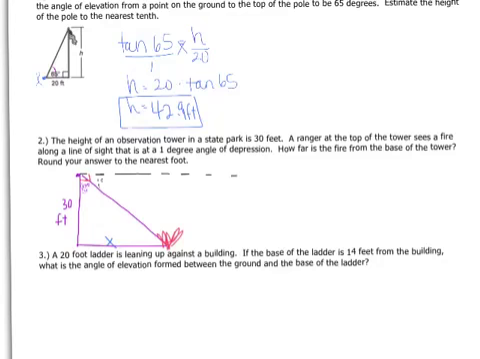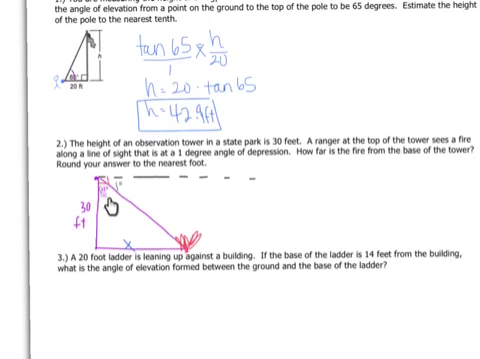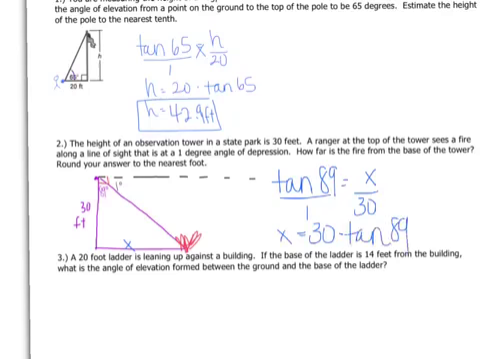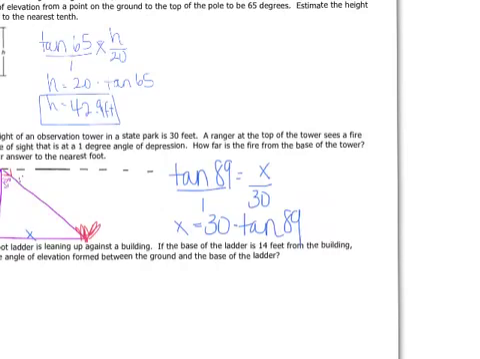Now make sure that you are using the angle in the triangle and not the 1 degree angle. Using that angle, which two sides do we have marked? Opposite and adjacent one more time, which lets us use tangent. So tangent of 89 degrees is equal to the opposite side over the adjacent side. To the tenth, we should have that the fire is 1,718.7 feet away.